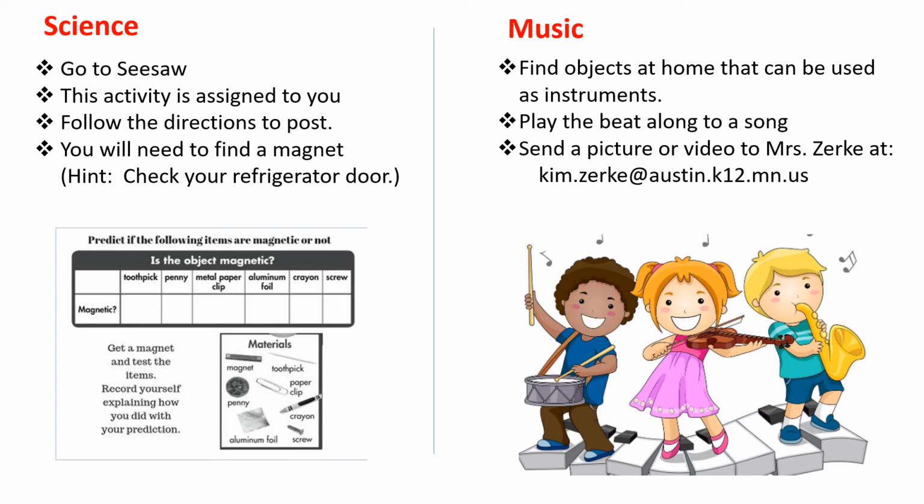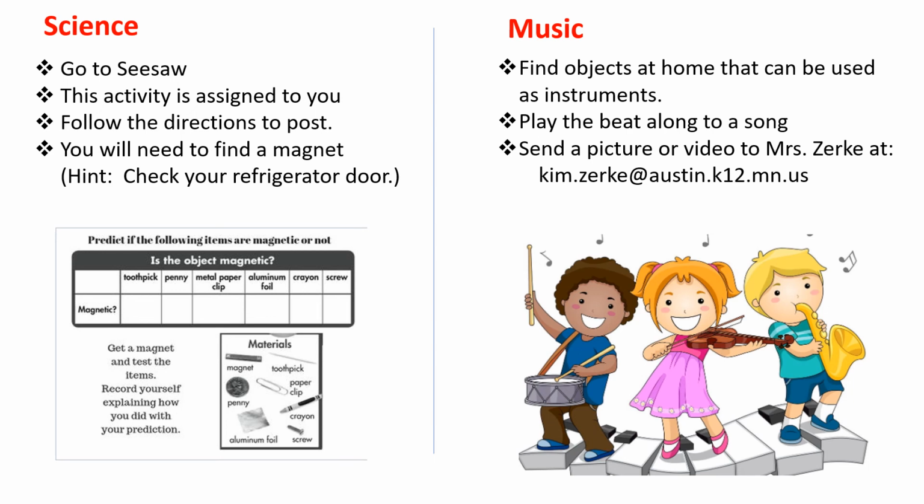In Science today, I want you to go to Seesaw. There is an activity that's assigned to you, and it's called Is the Object Magnetic? To do this particular activity, you're going to need a magnet. And I don't know about your house, but I know there's usually a magnet on my refrigerator door hanging things up. So that might be one place where you would find a magnet to complete this activity. You can complete it and then share it with me.